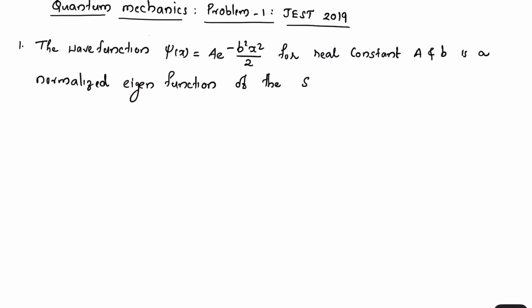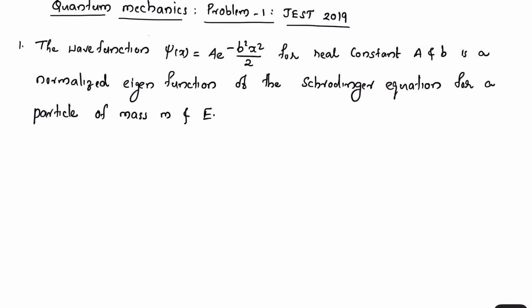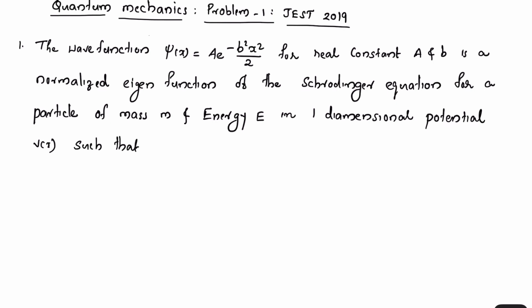of the Schrodinger equation for a particle of mass m and energy E in a one-dimensional potential V of x, such that V of x is equal to 0 at x equal to 0. Which of the following is correct?